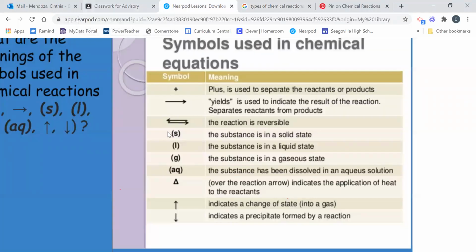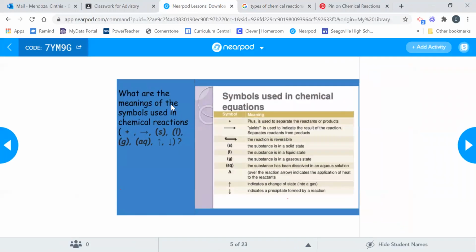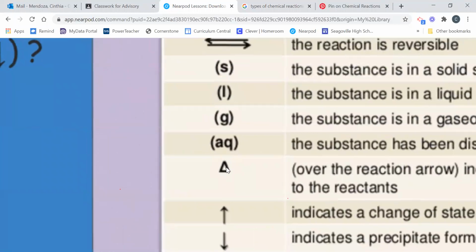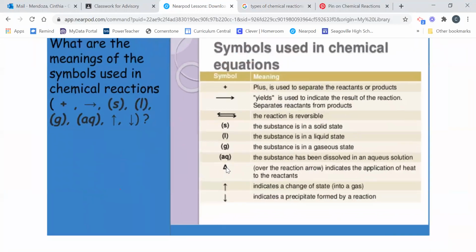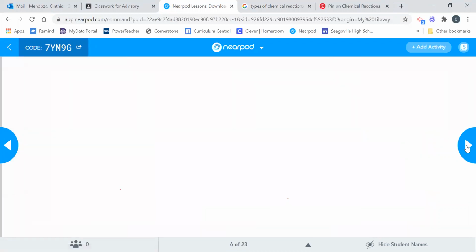What else? A plus sign means that they're being added together, obviously. And then the other ones we're not really going to see, but this little triangle we might see later on. It means that they added heat or energy to it. Okay, that's just a little overview.